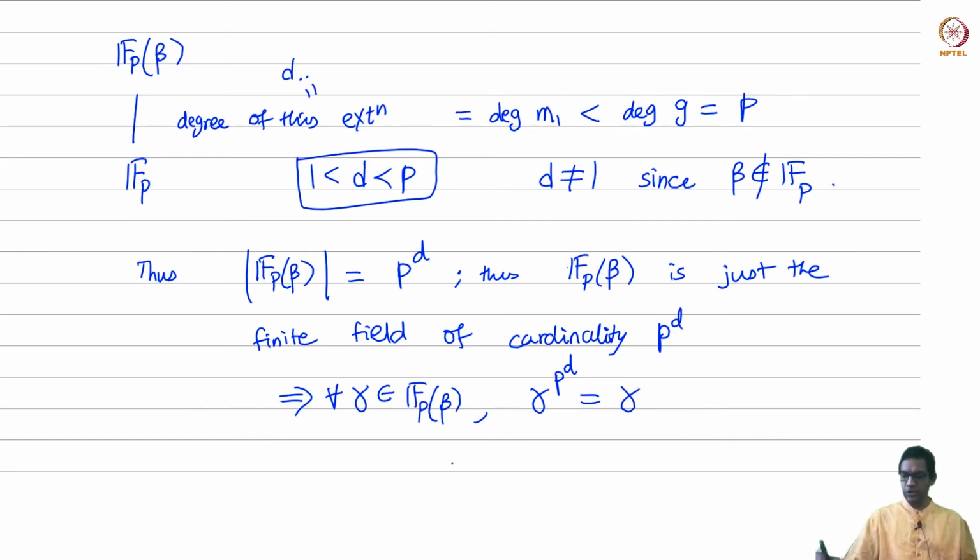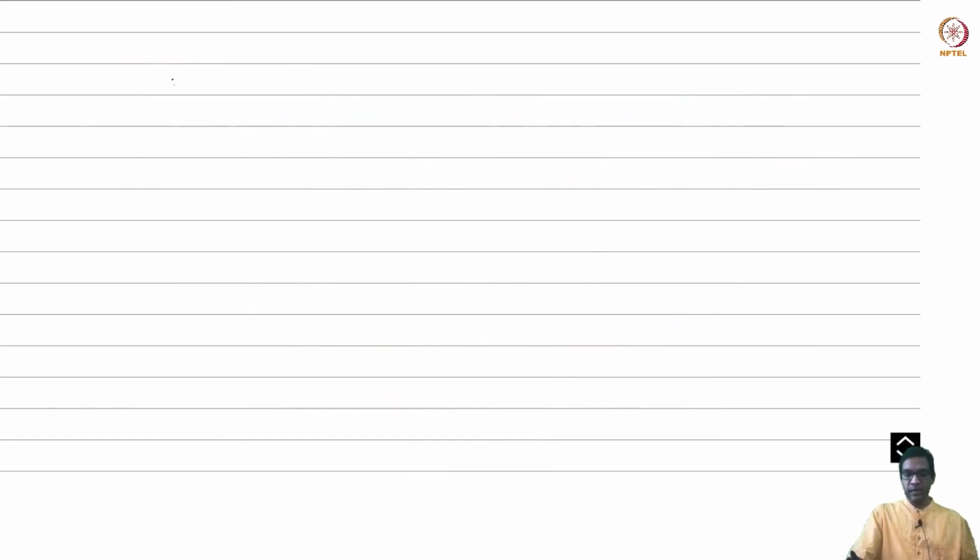Okay, in particular this is true if gamma equals beta. So let me now put gamma equals beta, because beta in particular is an element here. So I conclude that beta satisfies the following equation: beta power p power d is beta. So I get one equation that beta satisfies.